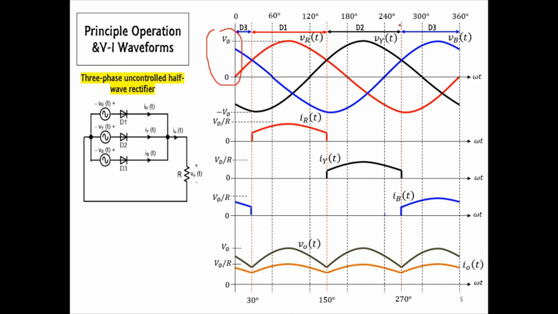Other than that, based on the ranges, we can calculate the conduction angle of each diode. Based on the labels, the conduction angle of each diode is 120 degrees, or equivalent to 1/3 of a complete cycle of the half-wave rectifier operation.